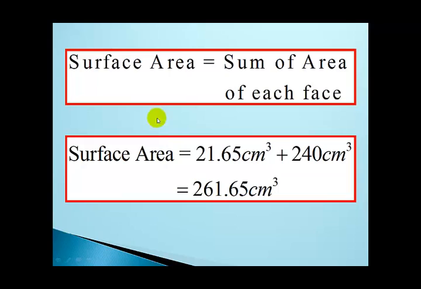So the surface area is equal to the sum of the area of each face. Now you've gotten the area of the triangular faces, and you've gotten the area of the rectangular faces. So when we sum the two, we have 21.65 centimeters square plus 240 centimeters square, and the answer is 261.65 centimeters square.